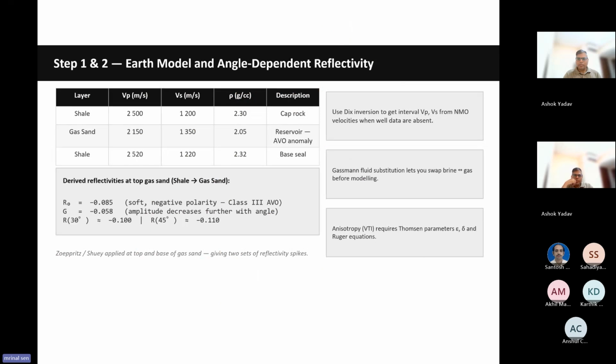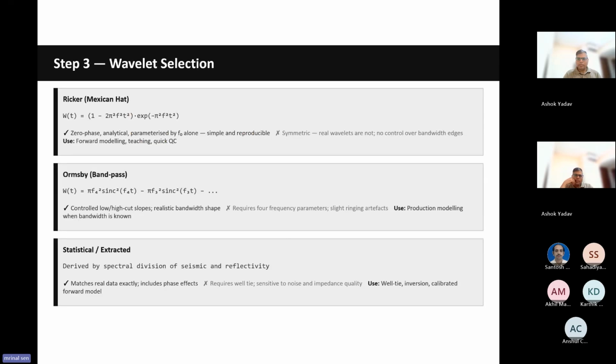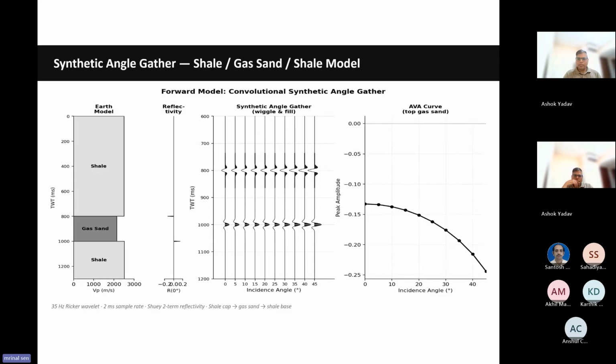So for example, here we have a shale and sand layer, and there is some anomaly in this reservoir. This is the sea base, and then you can compute reflection coefficients. So this is your R0, and this is the gradient, and then you can compute your angle traces. Okay. So this is one example.